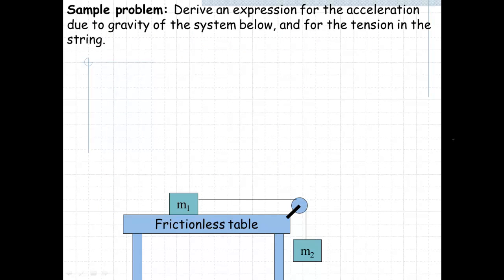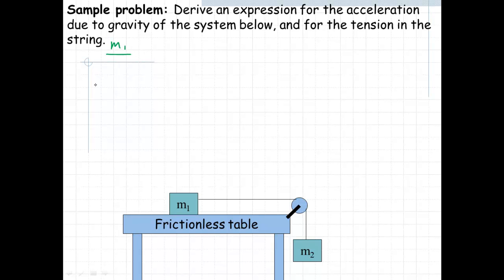This is a sample problem of accelerating blocks. In this sample problem, we're asked to derive an expression for the acceleration due to gravity of the system below and for the tension in the string. So step 1 is always to draw a force diagram. So let's draw a force diagram of M1 first.